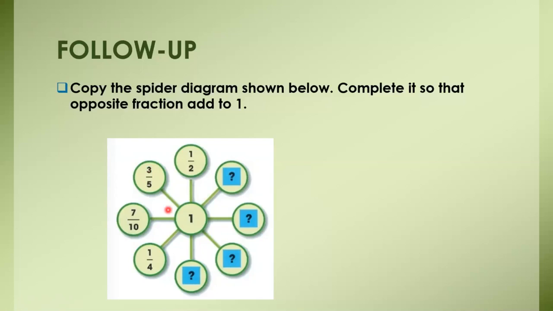Now just find here. Here it is 3 by 5, so the denominator will be 5. And here out of 5, 3 parts are used. 2 is left over. So here the answer is 2 by 5. Like this, you can find the answer.